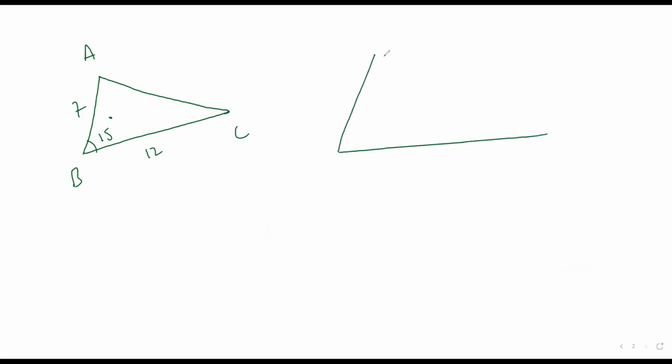A few years ago, there was a question where this is A, this is B, this is C. This angle was given as 15 degrees. This side was given as, let's say, 7. This was given as 12. And then there was another triangle drawn here, let's say the triangle PQR. This was given as 21. This is 36. And this angle was given as 45 degrees.